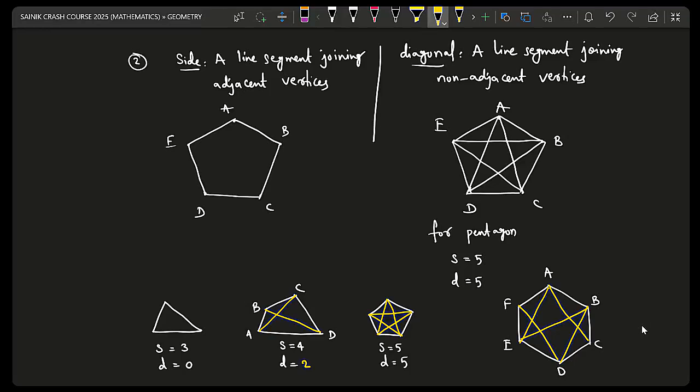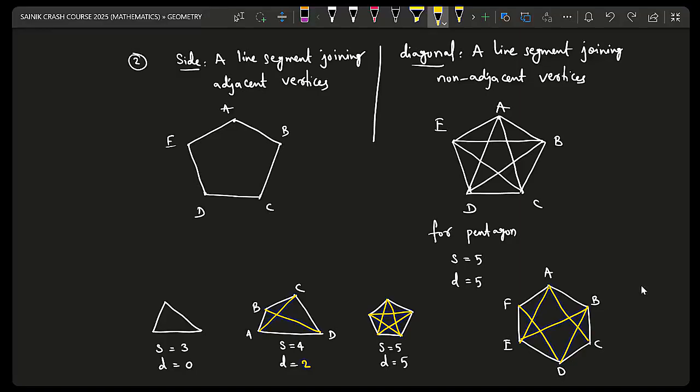Rishika, can you identify any more non-adjacent vertices? F and B, adjacent or non-adjacent? Rishika, are you there? Shanai, can you complete this? Rishika said names of 5 diagonals. Can you continue? A and C over already. 5 diagonals are over.